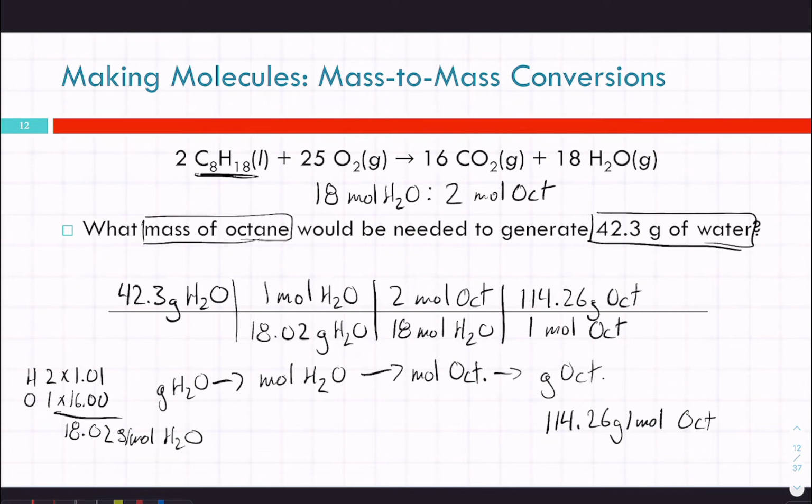2 times 114.26 divided by 18.02 divided by 18. And so we'll need 29.8 grams of octane to produce 42.3 grams of water. Yeah, so 29.8 because it's 3 sig figs, because we started with 3.